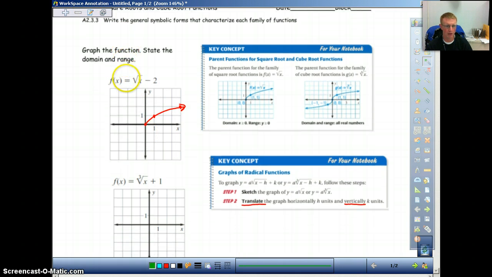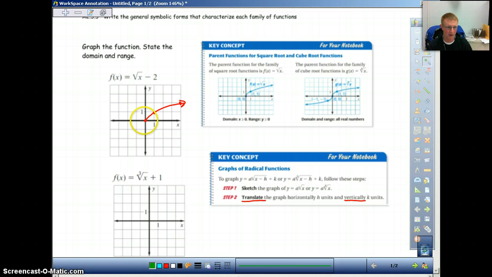I'm just going to literally take the points that I have and shift them down 2. And then I'm going to draw my new graph. That might not be perfect, but you get the idea. Make sure that you label that this is your square root of x minus 2.